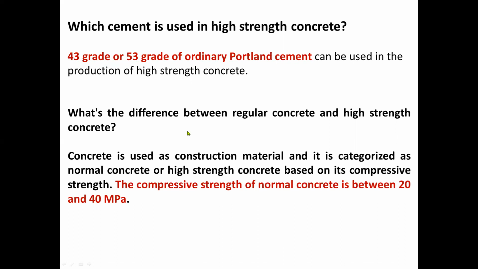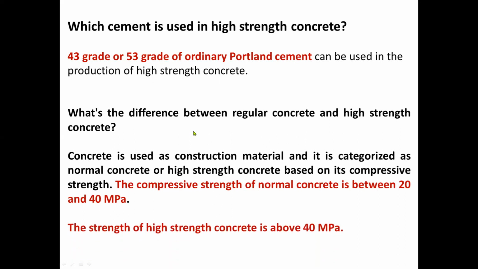Concrete is used as construction material and it is categorized as normal concrete or high-strength concrete based on its compressive strength. The compressive strength of normal concrete is between 20 to 40 megapascal. And exceeding 40 megapascal, pwede na nating tawaging high-strength concrete, as long as napapalo yung minimum requirement para maging high-strength concrete. The strength of high-strength concrete is above 40 megapascal.